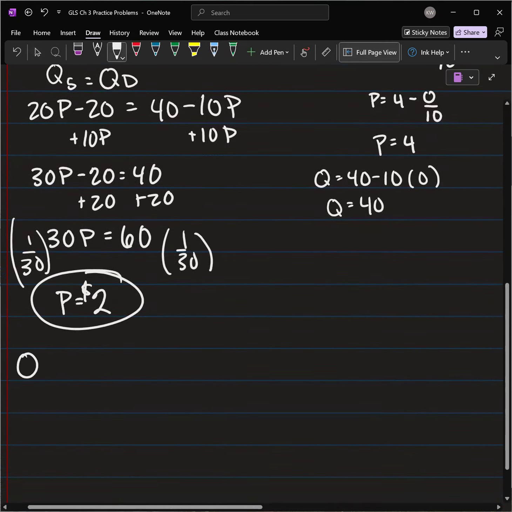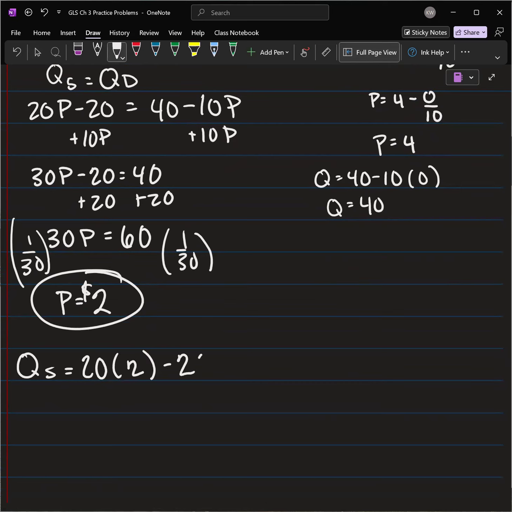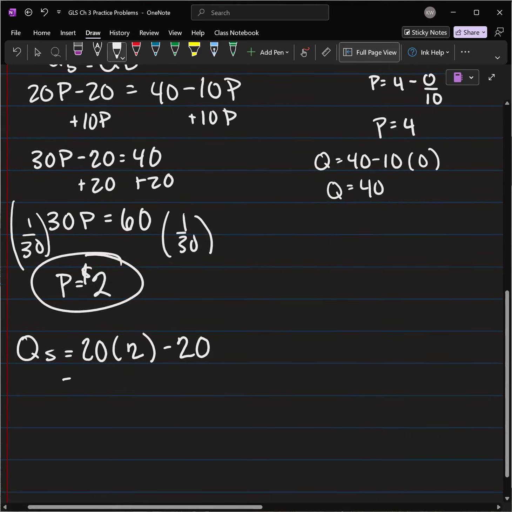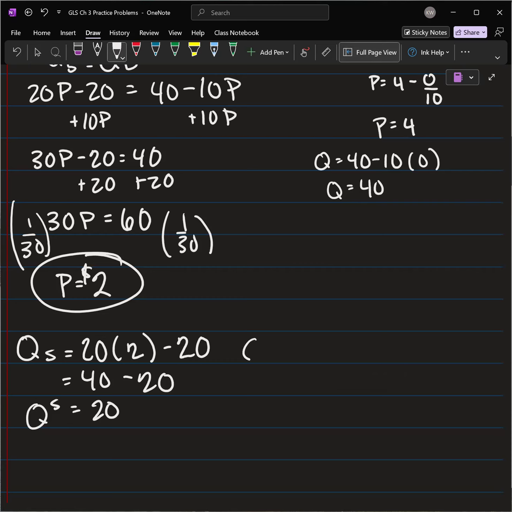Now we need to find that equilibrium quantity. So first, solving for quantity supplied, that's going to equal 20 times the price, which we found to be $2, minus 20. So that gives us 40 minus 20 equal to quantity supplied. So quantity supplied is going to equal 20 at $2.